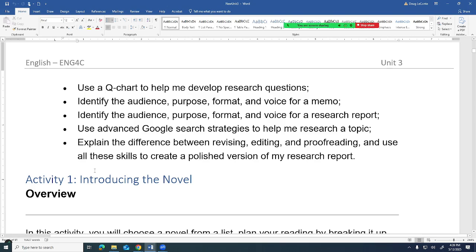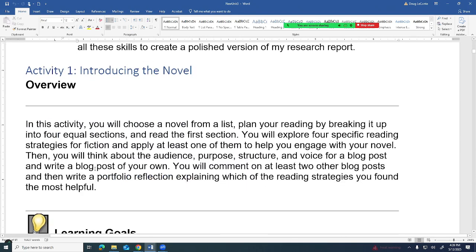Introducing the novel, Activity 1. In this activity, you will choose a novel from a list. Plan your reading by breaking it up into four equal sections and read the first section.